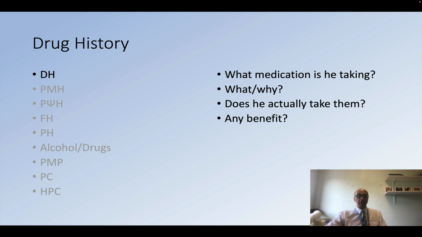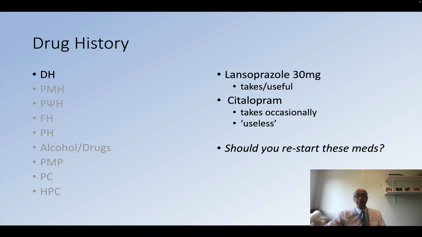So what I like to do is start with something fairly factual, their medication history. What medication is he taking, why, and importantly, does he actually take them? Don't assume that just because a patient is prescribed a medication 3 times daily, they're actually taking that. And do they think there's any benefit? Dave is prescribed lansoprazole, and he said he takes that and it's useful. He's prescribed citalopram, and when you question him, he says that he takes it occasionally. If he's feeling really down, he'll take 2 or 3 in the morning, which is not how it should be taken, but unless you ask this question, you won't find out. Does he find them useful? No, he doesn't.